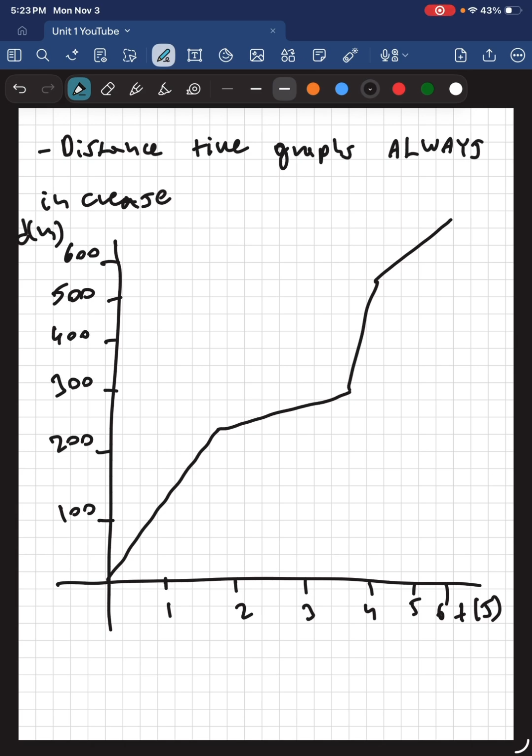Okay, so the gradient is the instantaneous speed. Okay, so when we deal with these graphs, the gradient of this graph tells you the speed. So for example, the gradient here, notice that the gradient is distance over time, which is the speed, right?